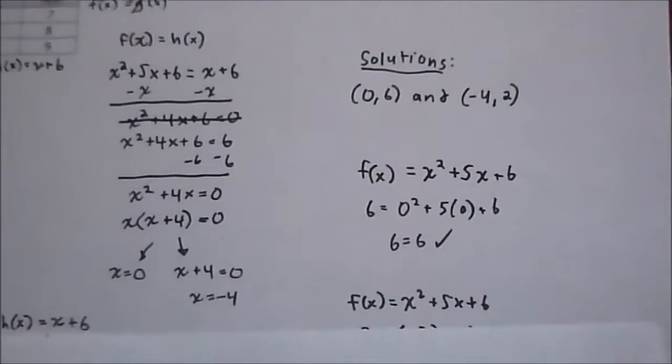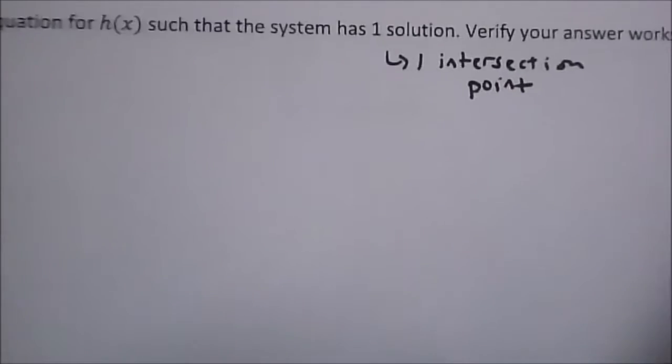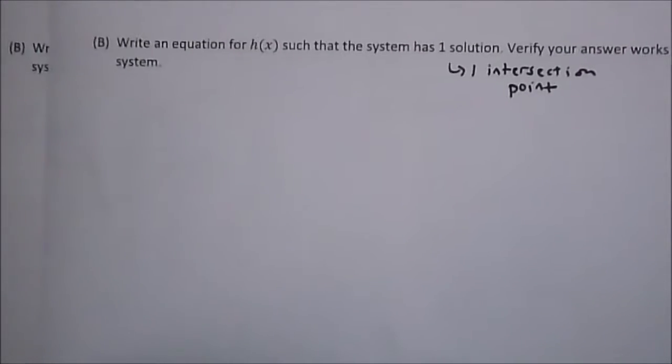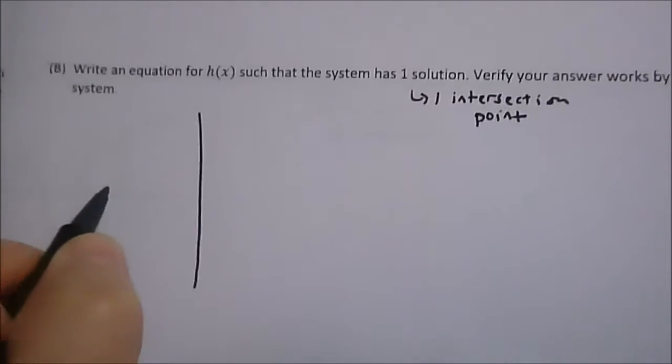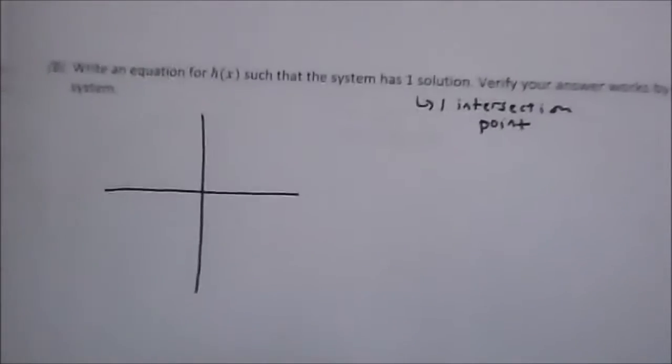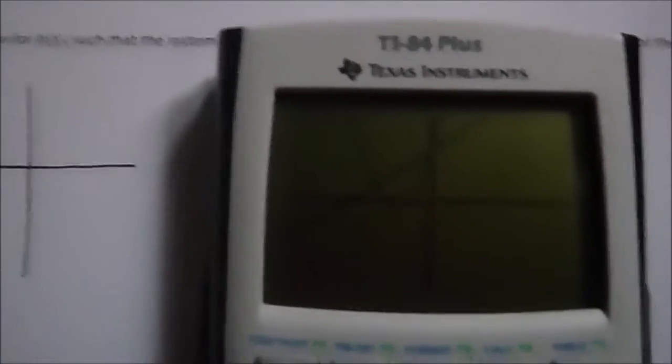In the first part of our problem, we saw that we actually had 2 points of intersection. We had 2 solutions. Now I'm looking for only one solution. So the easiest thing for me to do, for starters, to help me get a sense of what's happening, is to graph this on my calculator and to draw a sketch of it. So when you graph it on your calculator, you should have something that looks like this.